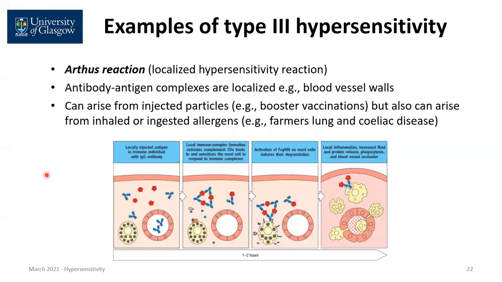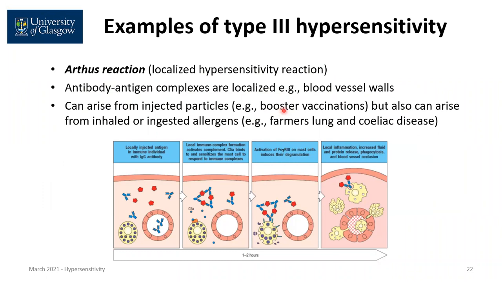So if we just talk about the examples in a bit more detail, I've included Arthur's reaction as an example because I think it's quite fitting given this part here. This is a localized hypersensitivity reaction. It's basically localized within blood vessel walls found within certain tissues. And as I've said, it's quite fitting because it can arise from injected particles such as booster vaccinations.